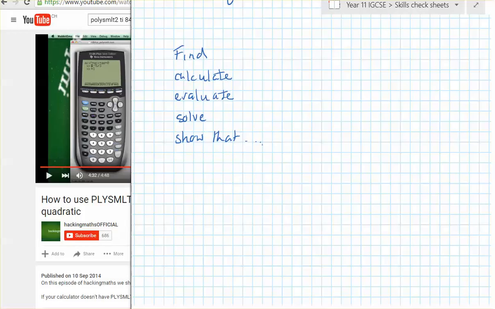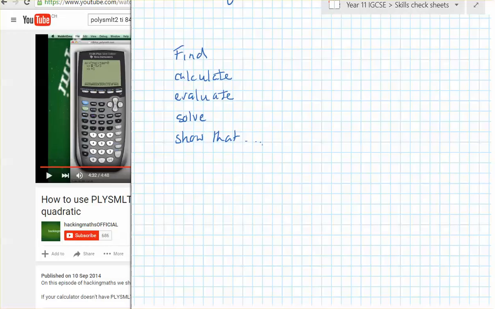Calculate means they want to see how you've calculated your answer. Right? Evaluate, again, they want to see your working, but normally you get evaluate when you've got to put a number into a function and find out an answer. All right? So that's similar sort of thing, nothing really different for you. You know what's going to happen. Solve just means give the answer for a variable. Yeah, so solve for X, solve for A. So that's the one that you're probably going to have to do a bit of rearranging to do.